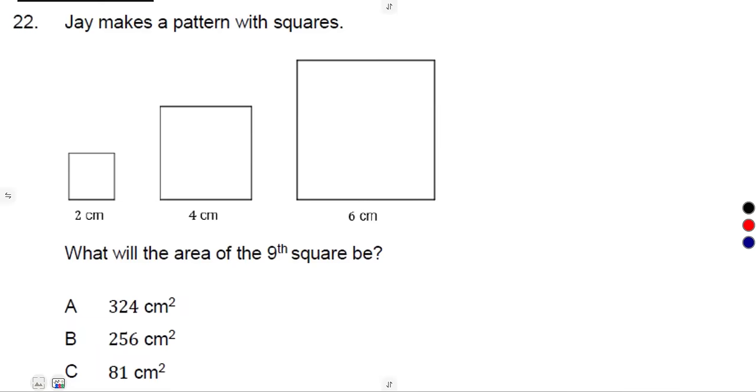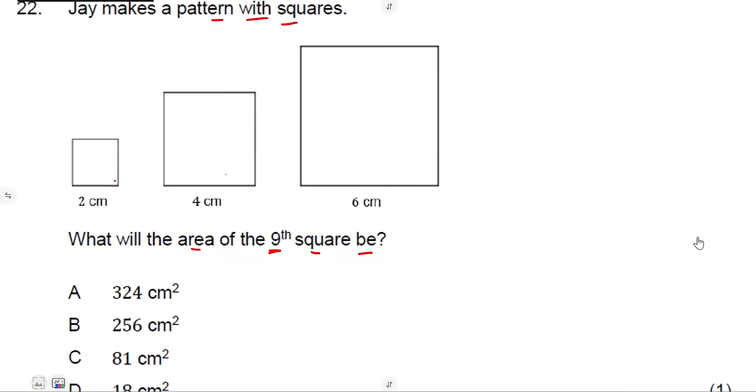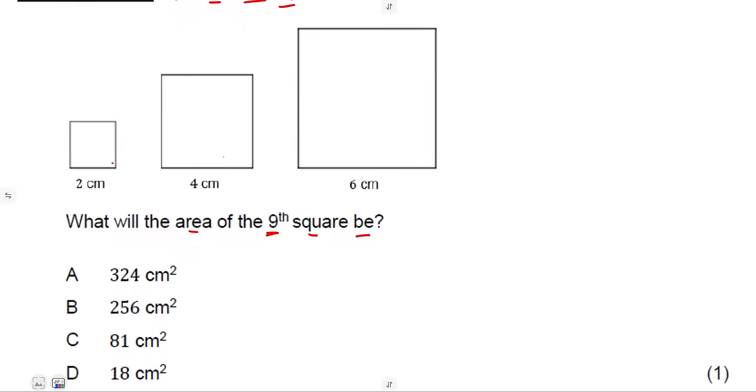On question number 22, there is a guy who makes a pattern with the squares. So it was a pattern, this one, a square, a square, a square. What will the area of the 9th square be? The area of the 9th square. So this type of a question is from your number patterns. You can work with the area straightforward.